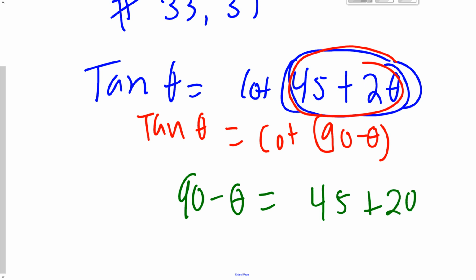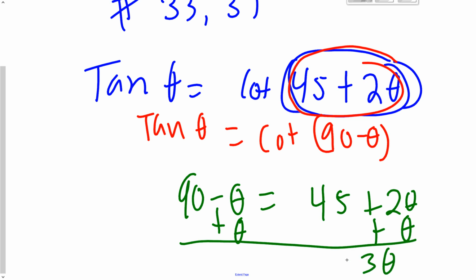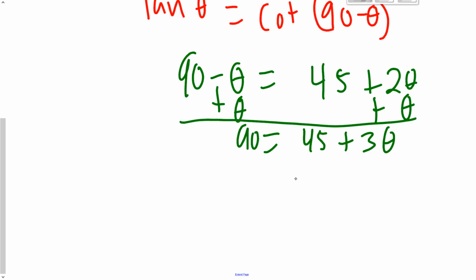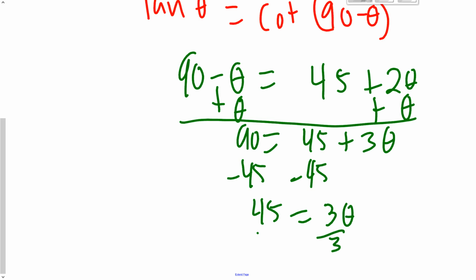plus 2 theta. We can add theta to both sides, so then we have 3 theta plus 45 equals 90. And we can go ahead and subtract 45 on both sides. So we get 45 is equal to 3 theta, divided by 3. So theta has to equal 15. And we can test that out.